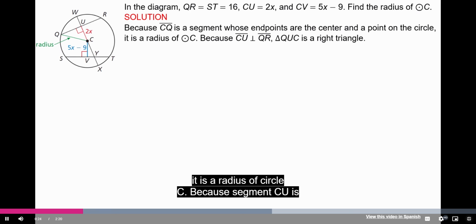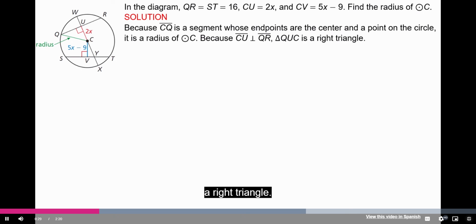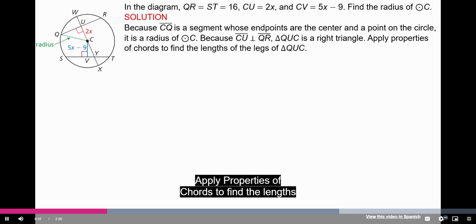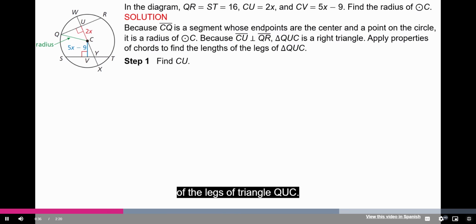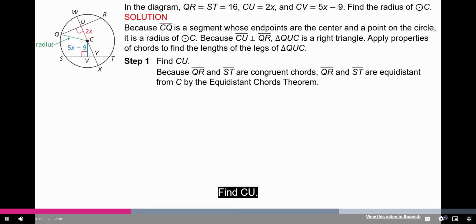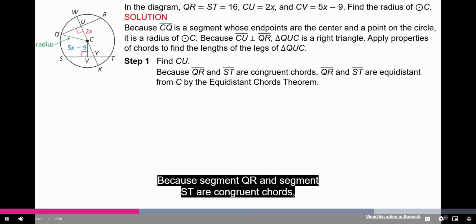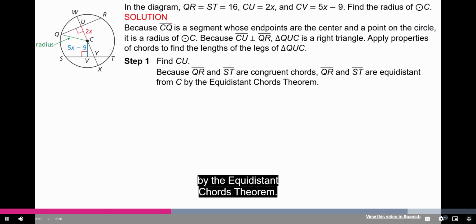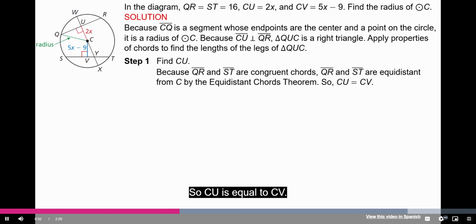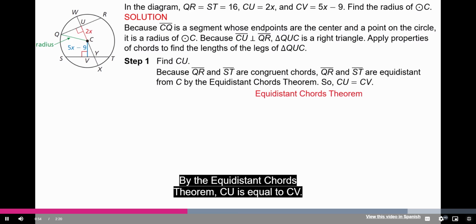Because segment CU is perpendicular to segment QR, triangle QUC is a right triangle. Apply properties of chords to find the lengths of the legs of triangle QUC. Step 1. Find CU. Because segment QR and segment ST are congruent chords, they are equidistant from C by the equidistant chords theorem. So CU is equal to CV.